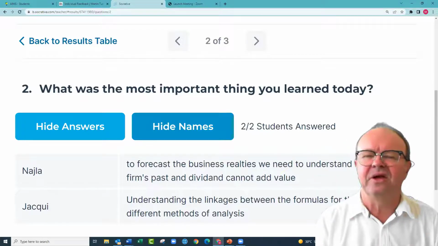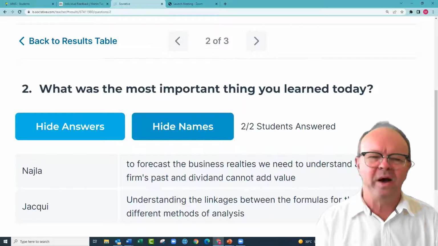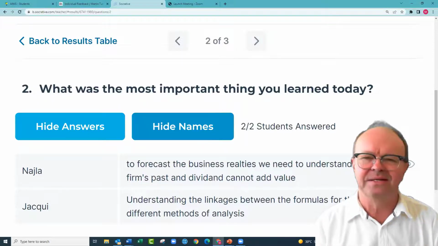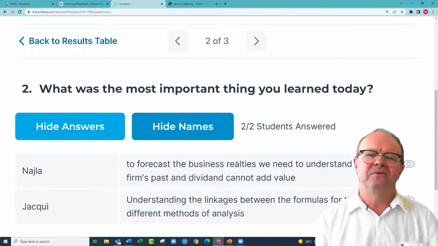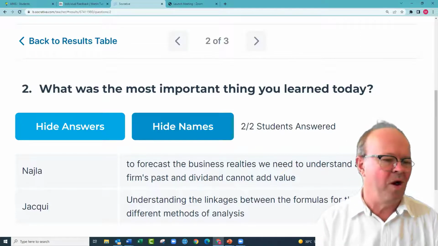Yeah, it's funny, isn't it? To forecast the future, we need to understand the past. Why is that? Why do we need to understand the past to have any chance of predicting the future? Why is that, do you think?